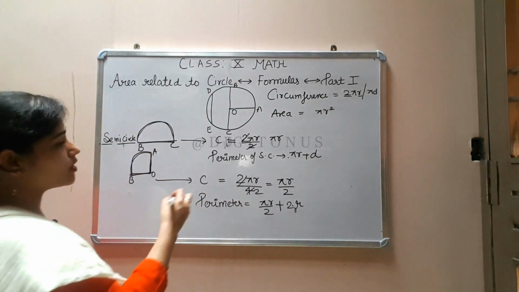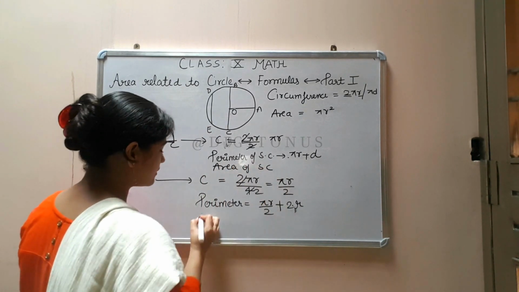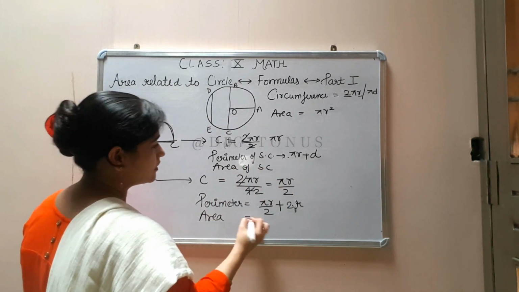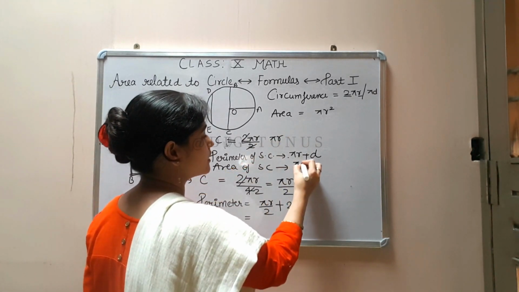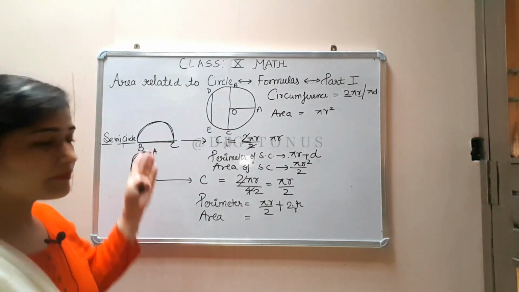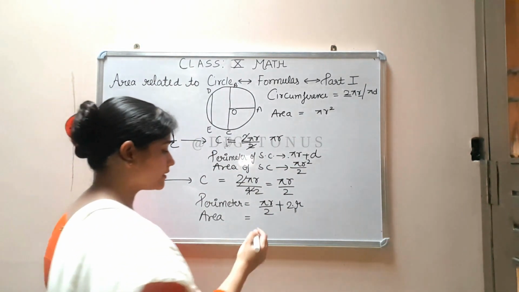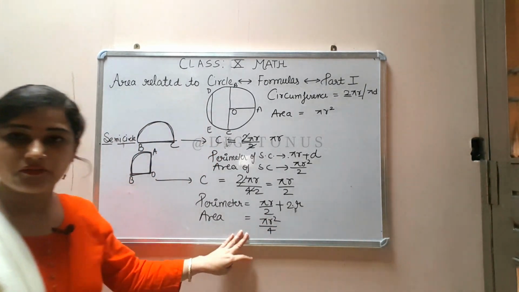Now we will talk about the area of a semicircle and the area of a quadrant. What is the area of a full circle? Pi r square. And the semicircle area will be pi r square upon 2. When the circle is divided into two parts, we divide the area by 2 as well. And for the quadrant, this will be pi r square upon 4.